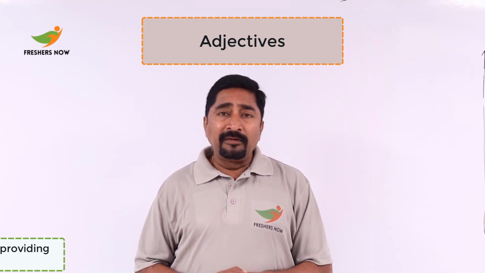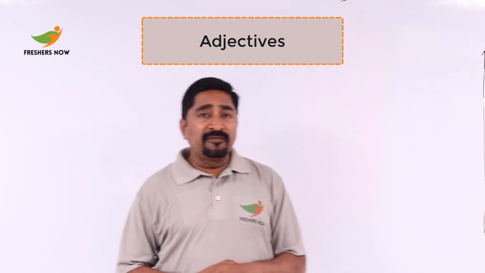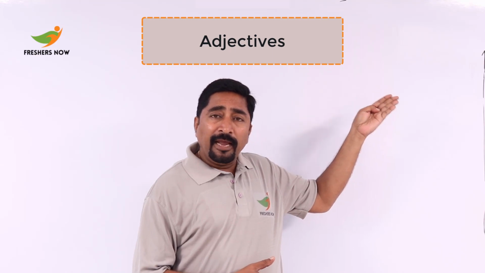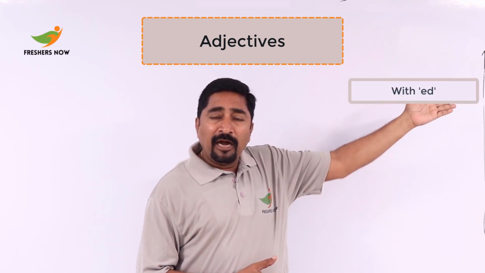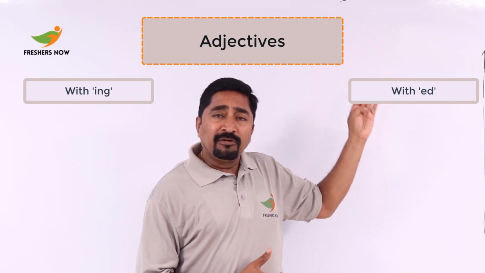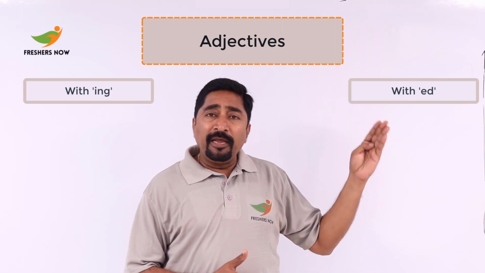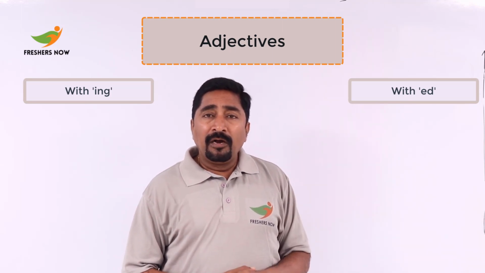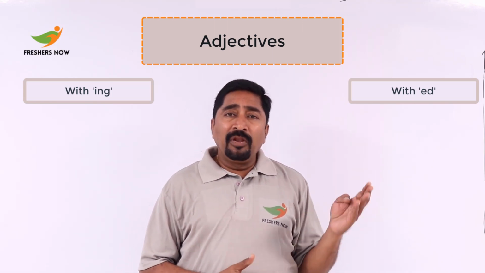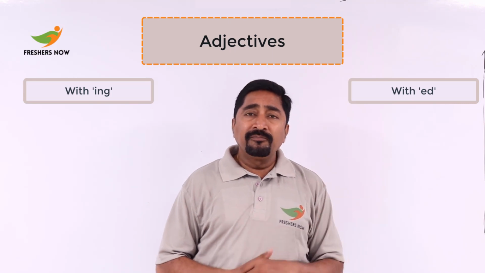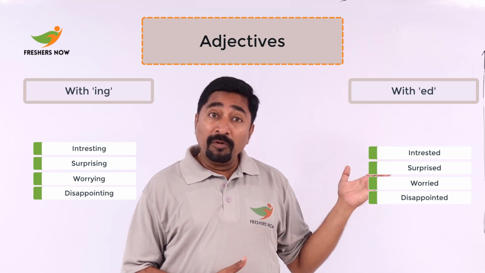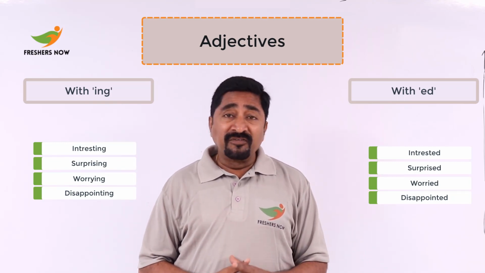And we should also understand that we have adjectives of different kinds. Say, the adjectives that we form with ed and with ing. The words ending with ed are related to cause, and the words ending with ing are effect, which is to speak about the result. For example, interested, interesting, surprised, surprising, worried, worrying, and disappointed, disappointing.